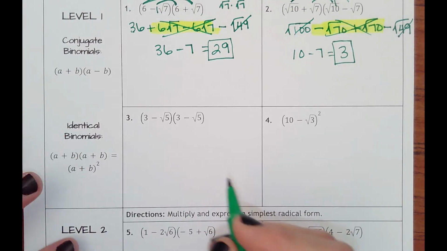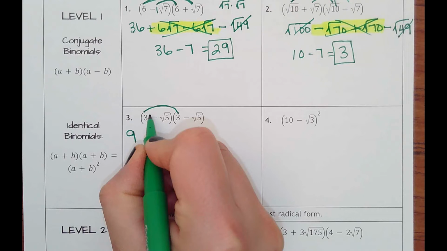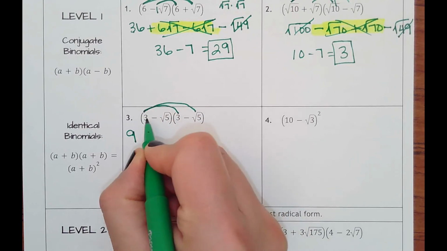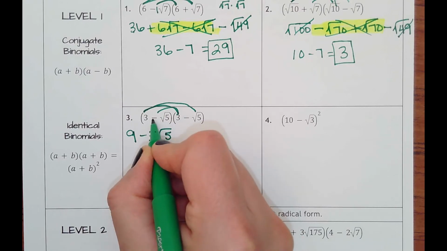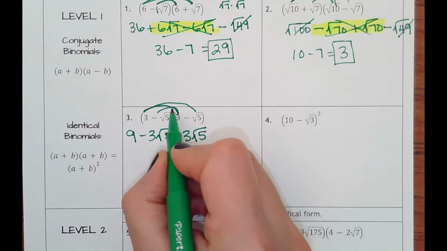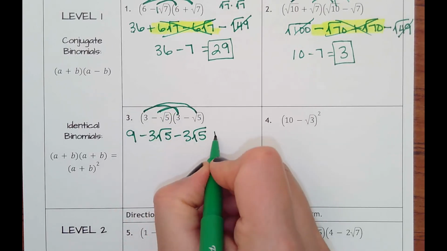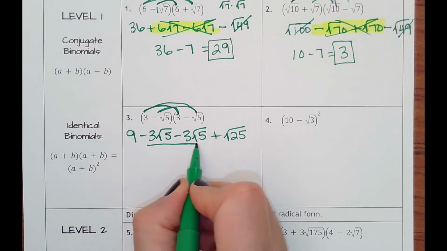Okay? And so on this one, if I FOIL, 3 times 3 is 9. Outers would be a negative 3 square roots of 5. Inners would be a negative 3 square roots of 5. So their outer and inners match. And then last, negative times negative is a positive square root of 25. And so these don't cancel this time.